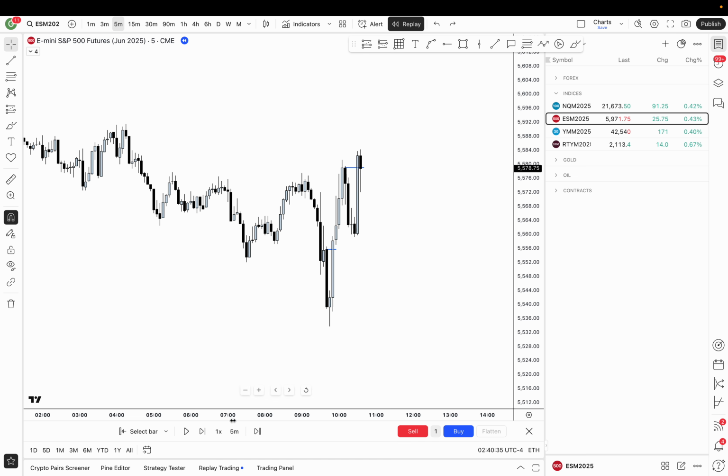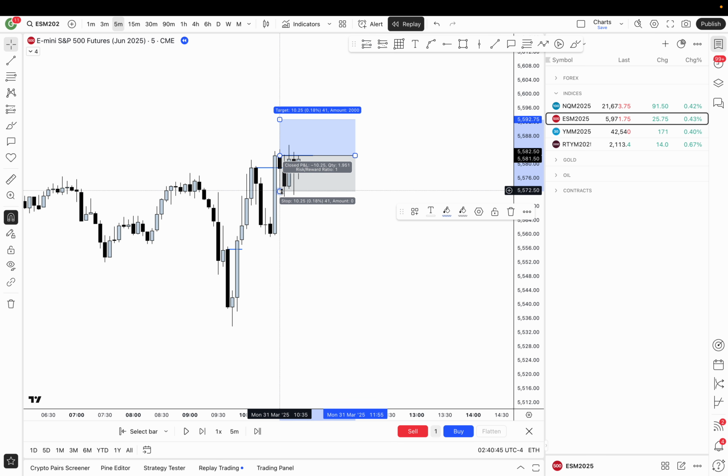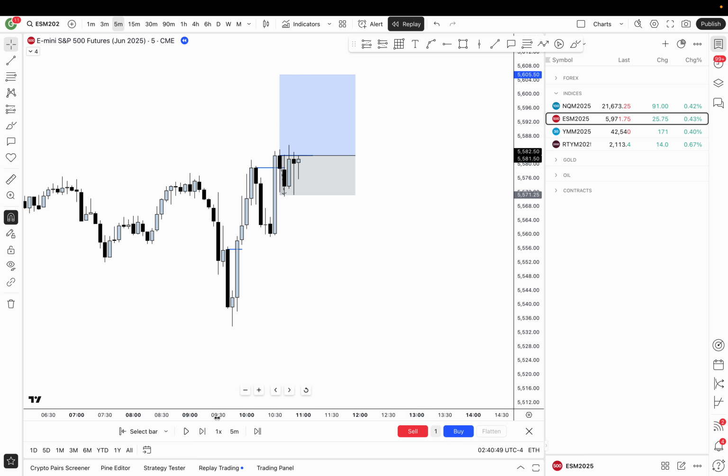So I didn't trade this here. I waited because this is too big of a stop loss. I waited for this here, and that's what I took when it got created. And I just took 2R this day. It went much further, but it's fine.